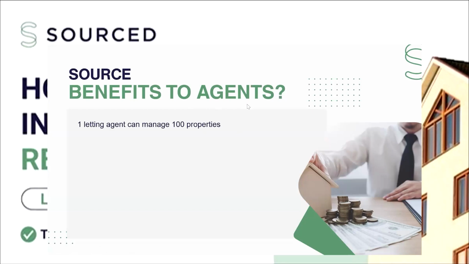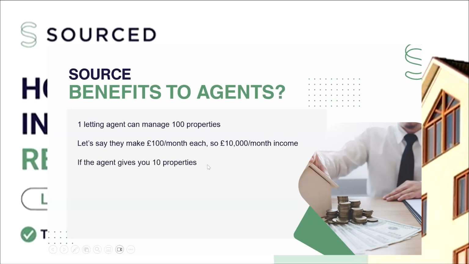This is your comeback. On average, one letting agent looks after 100 properties. So let's say that they make £100 per month per property. That one letting agent managing those 100 properties turns over 10 grand a month. Now, if that agent gives you 10 properties, you're going to be managing those properties. The letting agent doesn't need to manage those properties. You're going to be in there every single week because you'll probably have a cleaning service that goes in there every single week. That cleaning service can take pictures. They can basically do property checks every single week, and you can forward that to the letting agent to help them stay compliant.